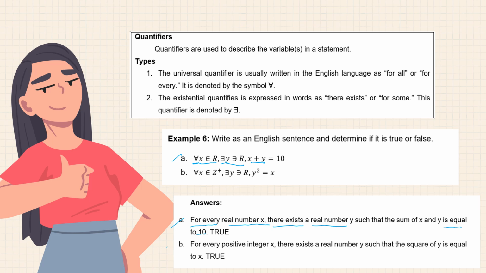Then for B, for every positive integer x, there exists a real number y such that the square of y is equal to x. So for every positive integer x, see this? The Z plus is positive integers. There exists a real number y such that the square of y is equal to x. And that's true.